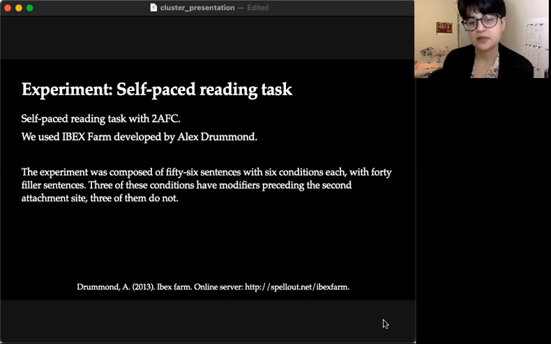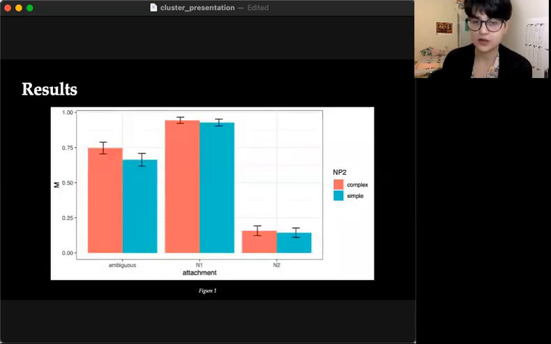Our experiment was conducted as a self-paced reading task. At the end of each sentence, the participants were presented with a 2 alternative forced choice task with the attachment sets. The experiment was run by the participants remotely due to the pandemic, and we used the IBEX platform developed by Alex Drummond.